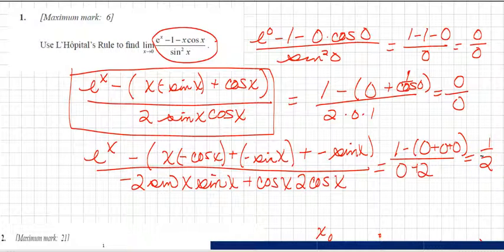So after applying L'Hopital's rule twice to evaluate the limit, we find that the limit value is 1/2. 6 marks. Yay!